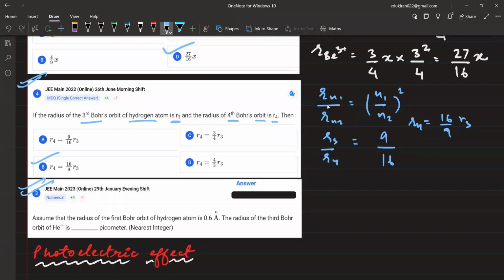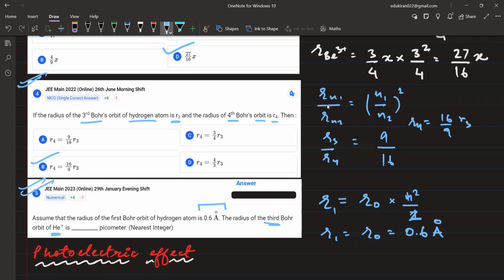Assume that the radius of the first Bohr orbit of a hydrogen atom is 0.6 angstrom. The radius of the third Bohr orbit of He plus will be, again you will use this formula, Rn is equal to R0 into n square upon Z. For R1, n क्या हो जाएगा? 1 हो जाएगा और Z भी क्या हो जाएगा? 1 हो जाएगा. That means R1 is equal to what? R naught. R naught is equal to 0.6 angstrom. And then calculate what is the third Bohr orbit for He plus.